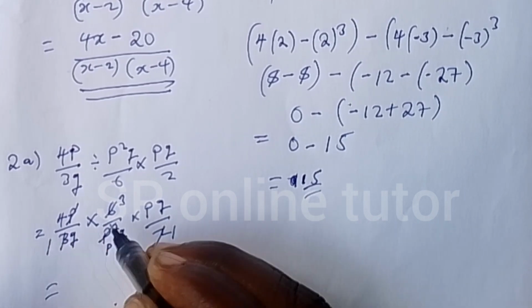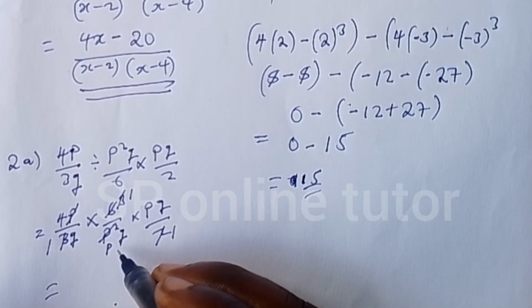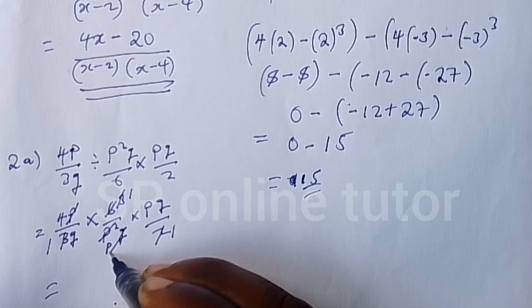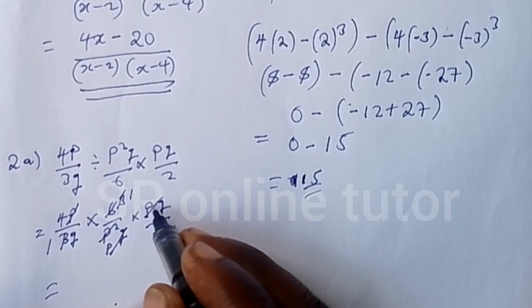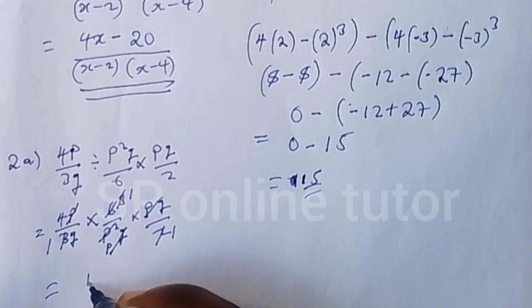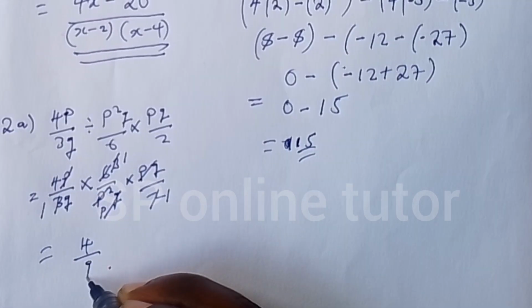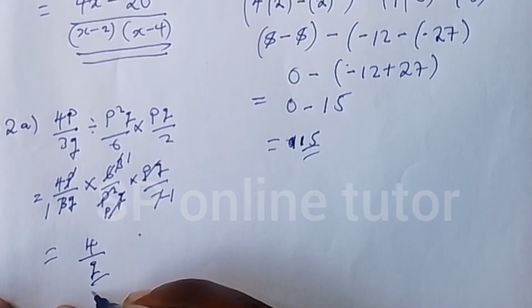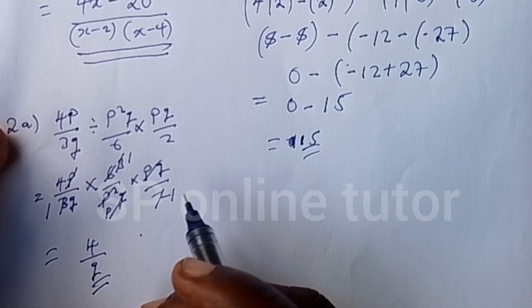Here 3 over 1, 3 over 1, and here we have remained with the q, pq, and this pq goes, so we remain with the 4. So 4 times 1, we are going to have 4 over, here we have remained with the q, okay? I hope you have followed what I did here. This is our final answer for question 2a, okay?